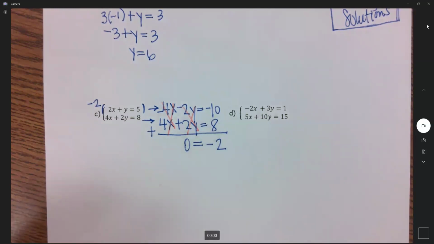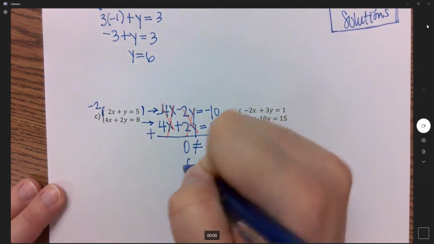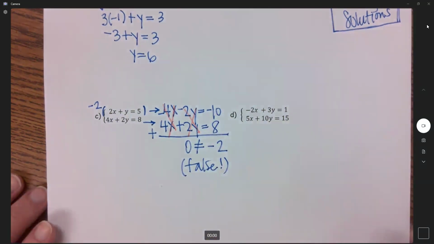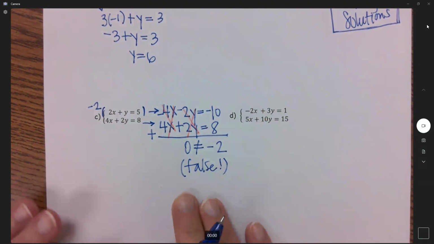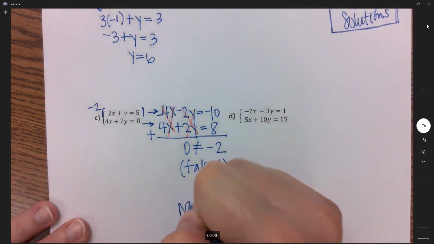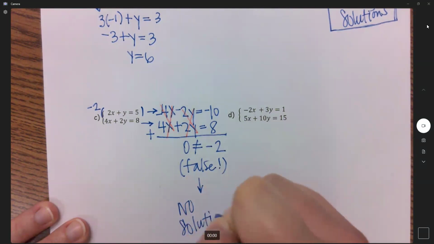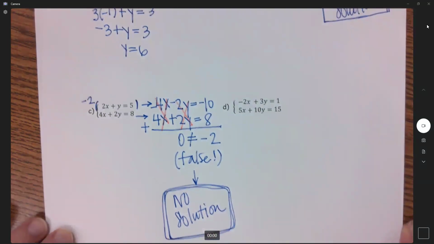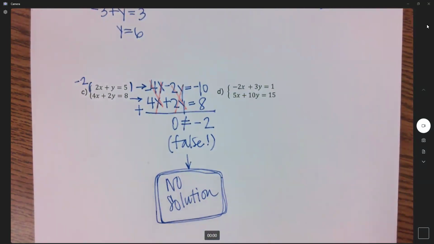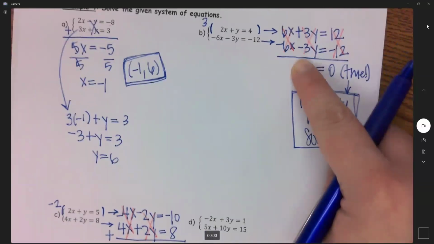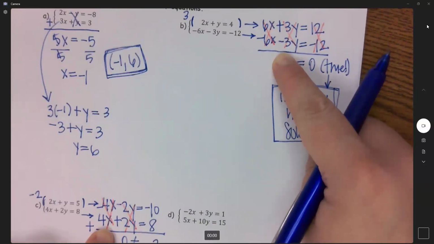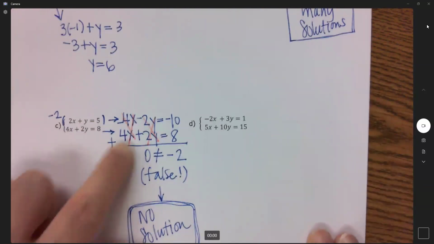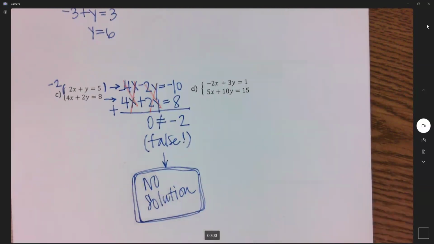Does this make sense? No, those are not equal. So what I am left with is a false statement. When what I am left with is a false statement, this one is my no solution. So those are your two special cases. Both of these, the x and the y, both canceled out. But when I'm left with a true statement, that's infinitely many. When I am left with a false statement, that's no solution.